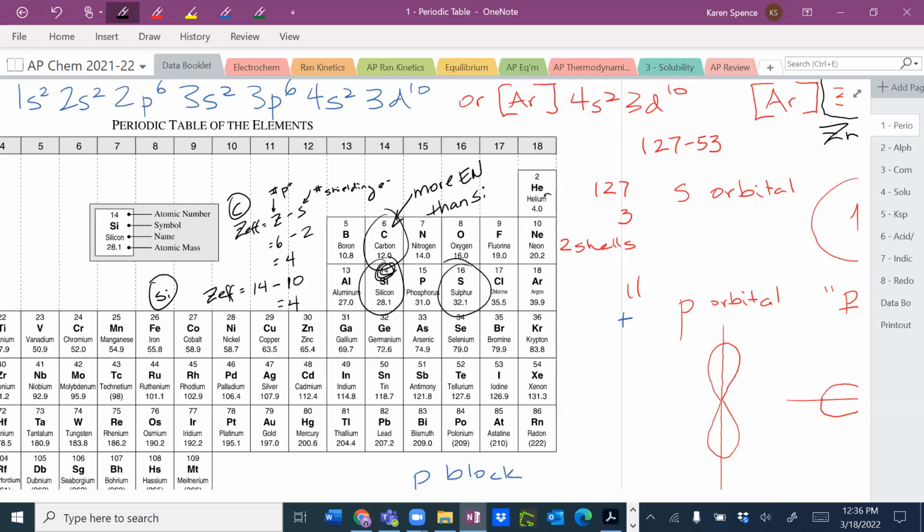Sulfur has the same number of shells, so we're not going to worry too much about its size. It, however, has more protons than silicon. So the effective nuclear charge of sulfur is 16 minus the shielding electrons, 10, equals plus 6. So sulfur has a greater effective nuclear charge, so it is more electronegative than silicon. So going back up. Where did we get to?